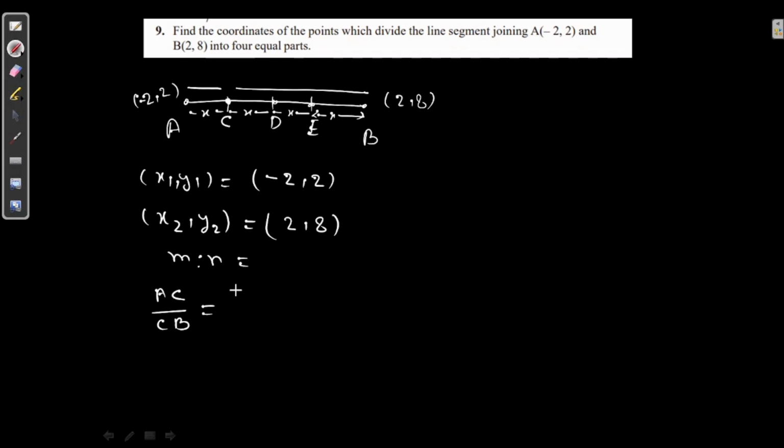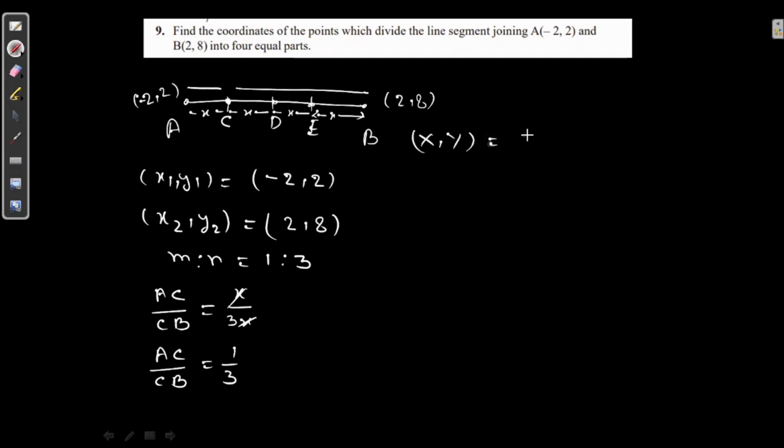What is the value of AC? It is x. What is the value of CB? It is x plus x plus x, 3 times x, so 3x. The x's cancel, so AC upon CB is 1 by 3. The desired ratio is 1:3. Now you know the value of m is 1 and the value of n is 3. Let us apply the formula.